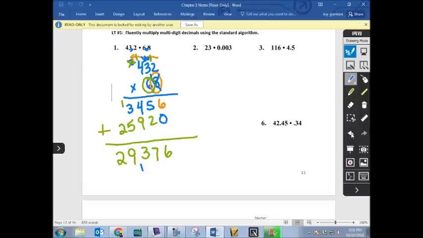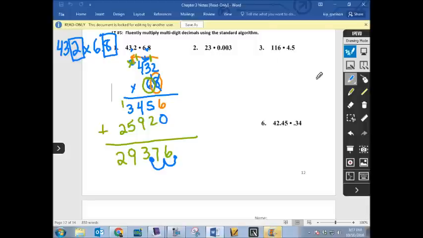It is. But that's not what the question was asking. Now, because we made these all whole numbers, we have to understand that every whole number has a decimal at the end. Now, what we have to do is figure out how many numbers to the right of the decimal in my original problem did we have. So we had 43.2 times 6.8. I have one number to the right of the decimal. I have a second number. So that means my decimal needs to move over 1, 2. So my correct answer here is 293 and 76 thousandths. Okay? All right.